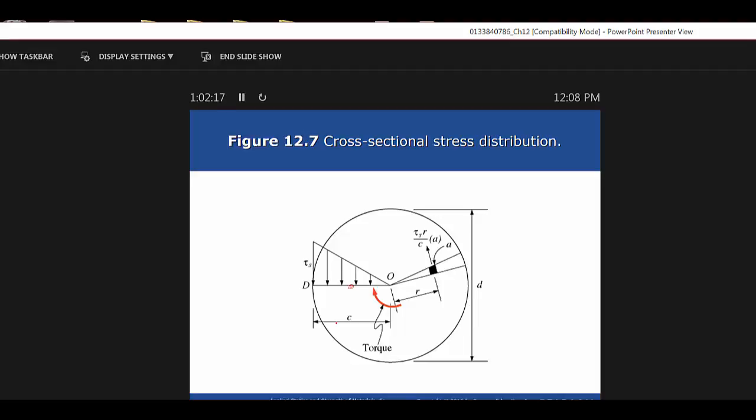I thought kilo was 10 to the third. How did it go from 10 to the 6 to kilo? Because it's Newton millimeters, not Newton meters. Oh, yeah, Newton millimeters, sorry. Yeah, they changed both of them.